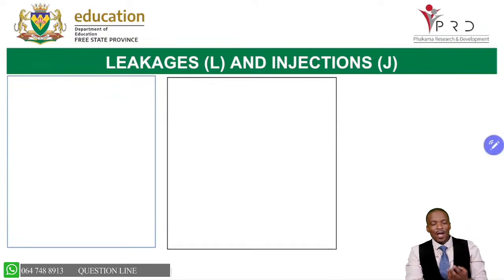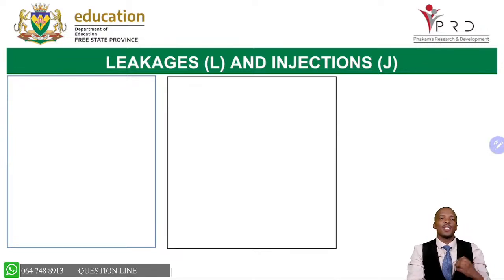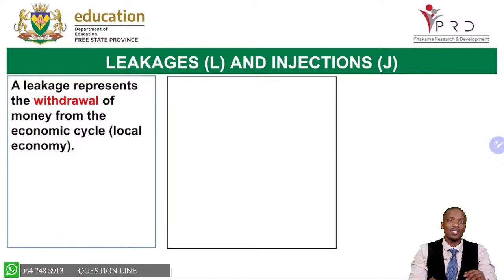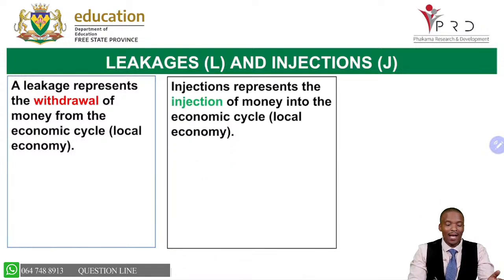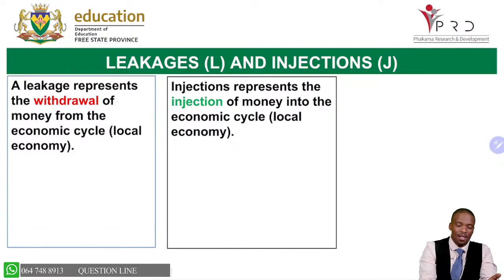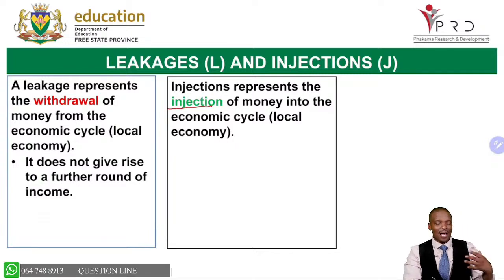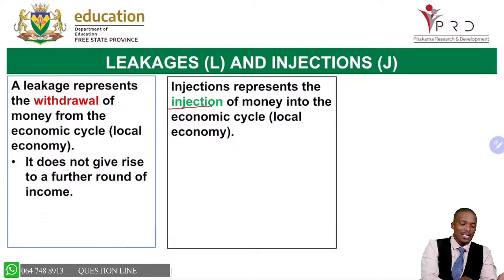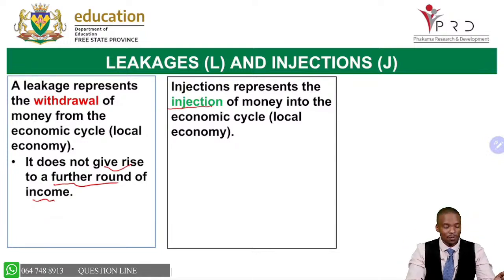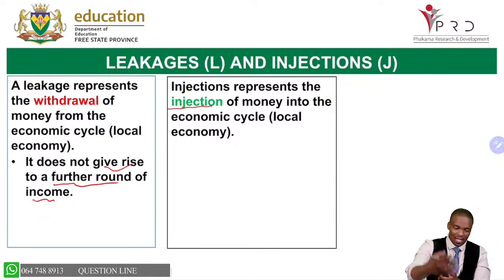Then in the circular flow, we identified what we call the leakages as well as the injections, where we said leakages represents the withdrawal of money from the economy or from the economic cycle, while injections represents the introduction of money into the economy. The leakages do not assist the economy as such because they do not give rise to a further round of income, because that money goes out of the economy rather than circulating in the economy.